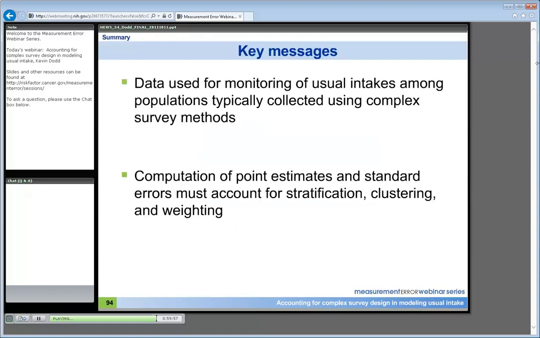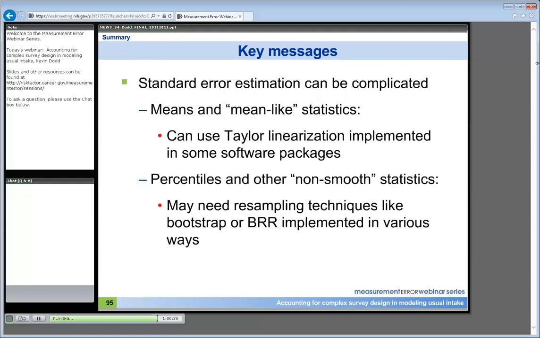All right, so we're coming to the end of this webinar, and I want to leave you with some key messages. First, as I mentioned way back at the beginning, the data that we use for monitoring usual intakes among populations are usually collected using complex survey methods, and I gave you some reasons why. I also showed you how the elements that give such methods the complex name, they affect the way that you have to compute point estimates and standard errors. And these elements, stratification, clustering, and weighting, all have to be accounted for.